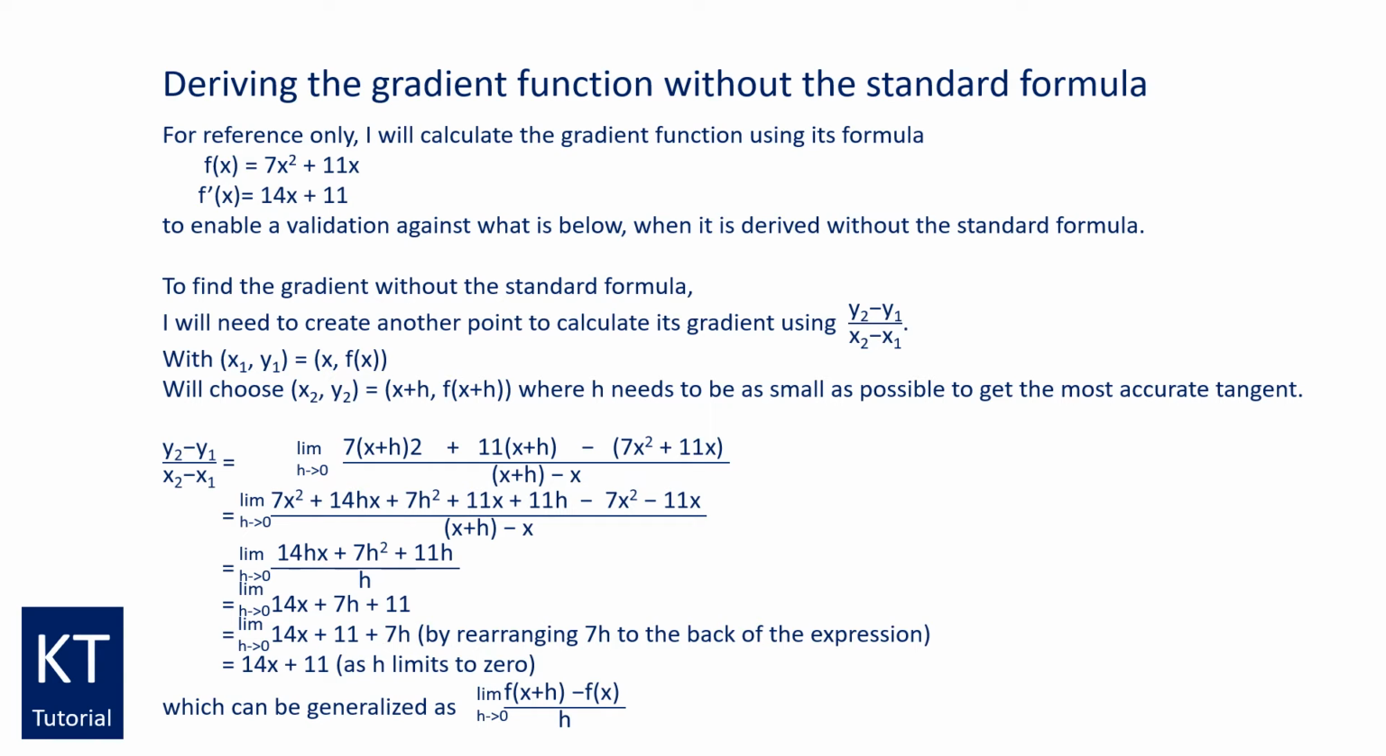Now, for reference only, I will choose f(x) as being equal to 7x squared plus 11x and will apply the gradient function to get to its gradient being equal to 14x plus 11, which I can use as a validation against what I do below when we derive the solution without the standard formula. To find the gradient without the standard formula, I will need to create another point, such as to enable me to calculate its gradient using y2 minus y1 over x2 minus x1.